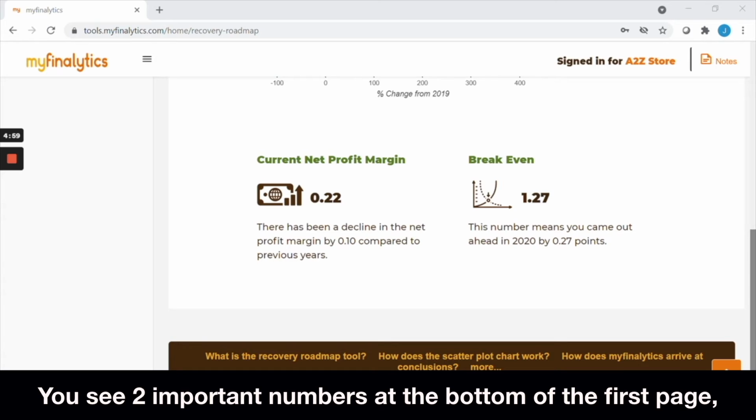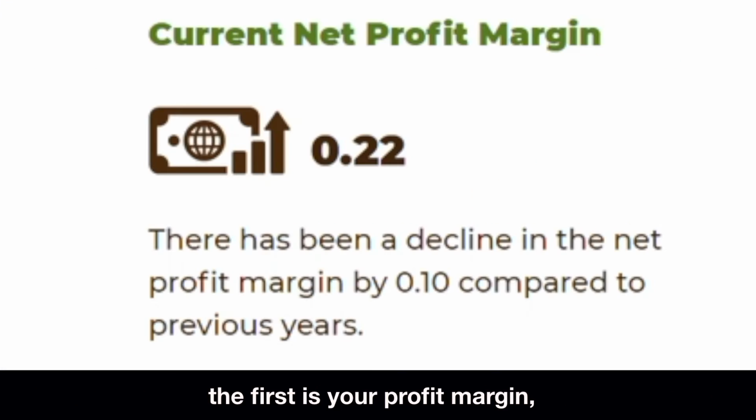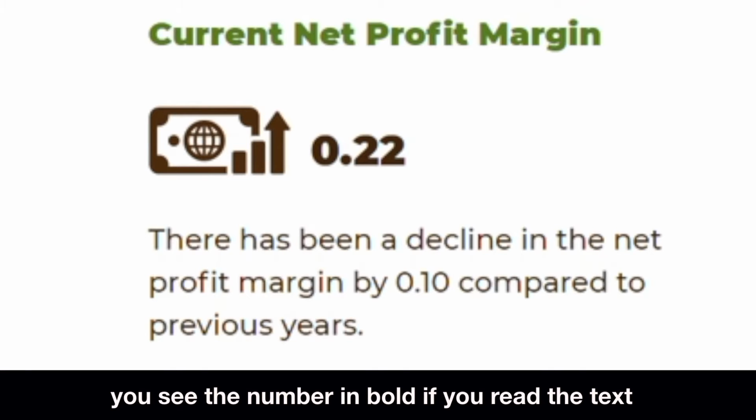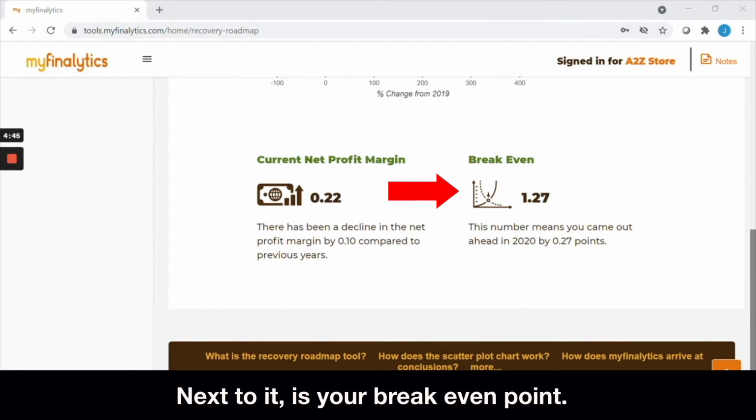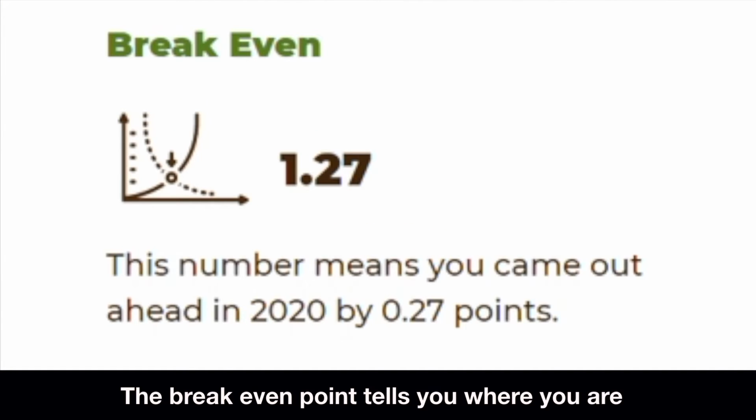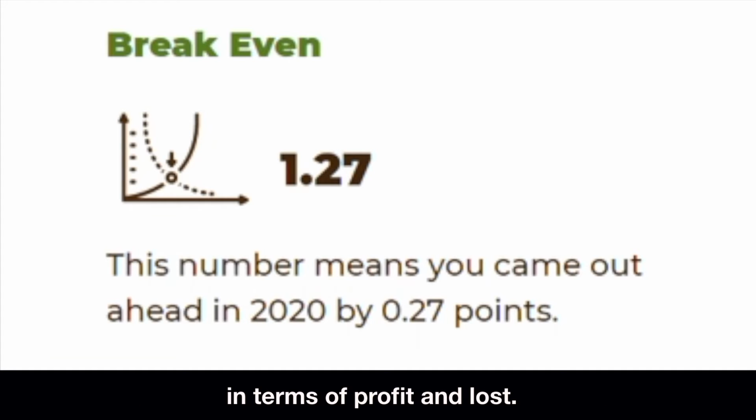You see two very important numbers at the bottom of this first page. The first is your profit margin. You see the number in bold? If you read the text, you get a comparison of 2020 and 2019. Next to it is your break-even point. The break-even point tells you where you are in terms of profit and loss.